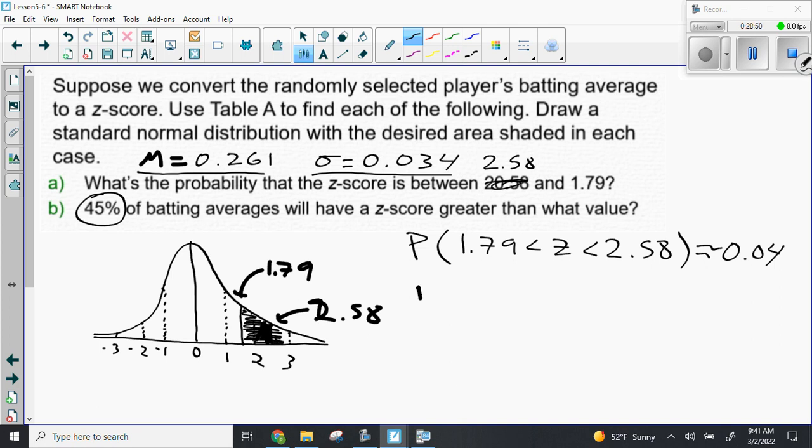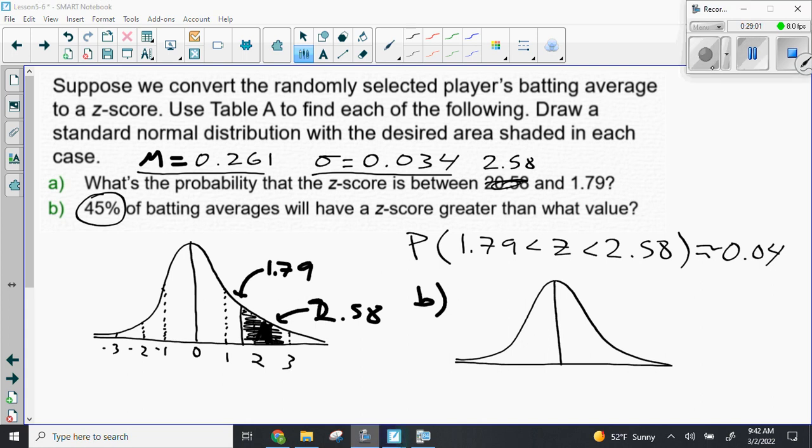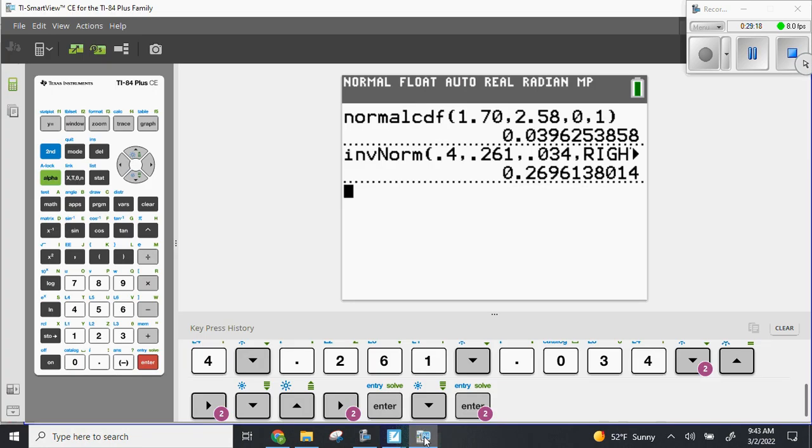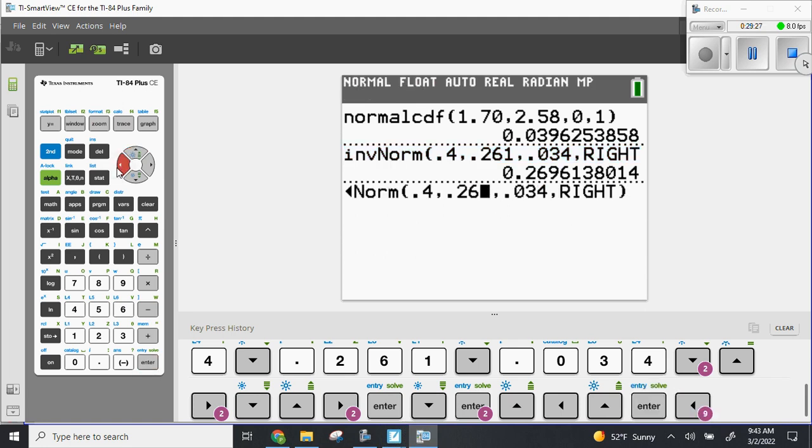And I'm going to draw this for you. So drawing this picture, our mean is at 0.261, right? And we're looking for a value that has 45% above. Dang it, I answered the wrong thing. Let's re-put that in our calculator. Change this to 0.45, and that will give us a proper value.